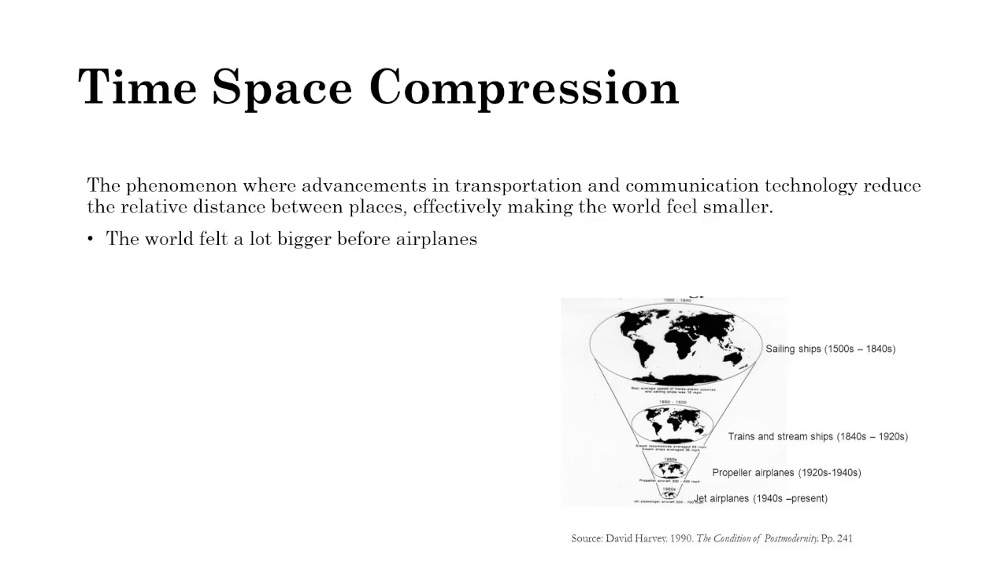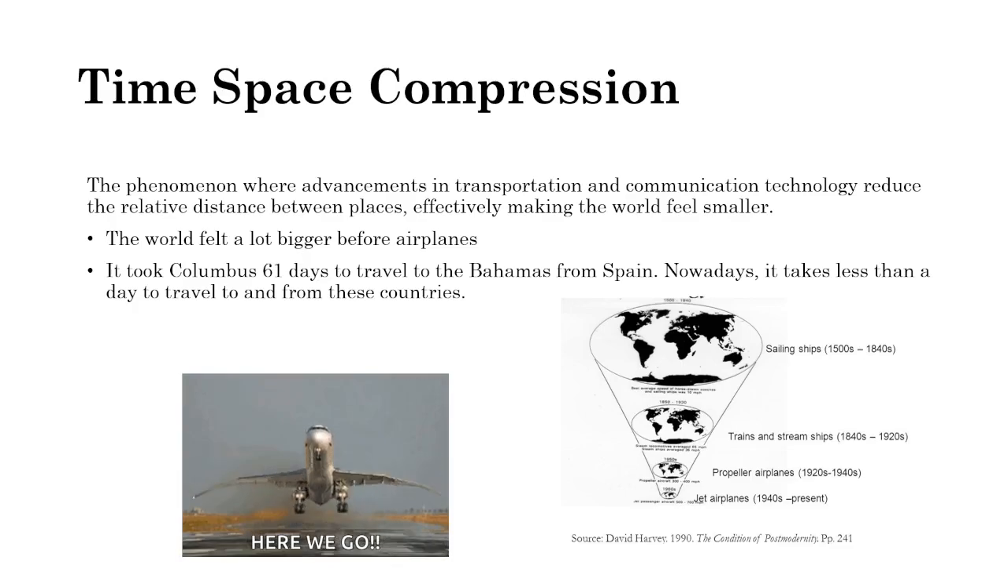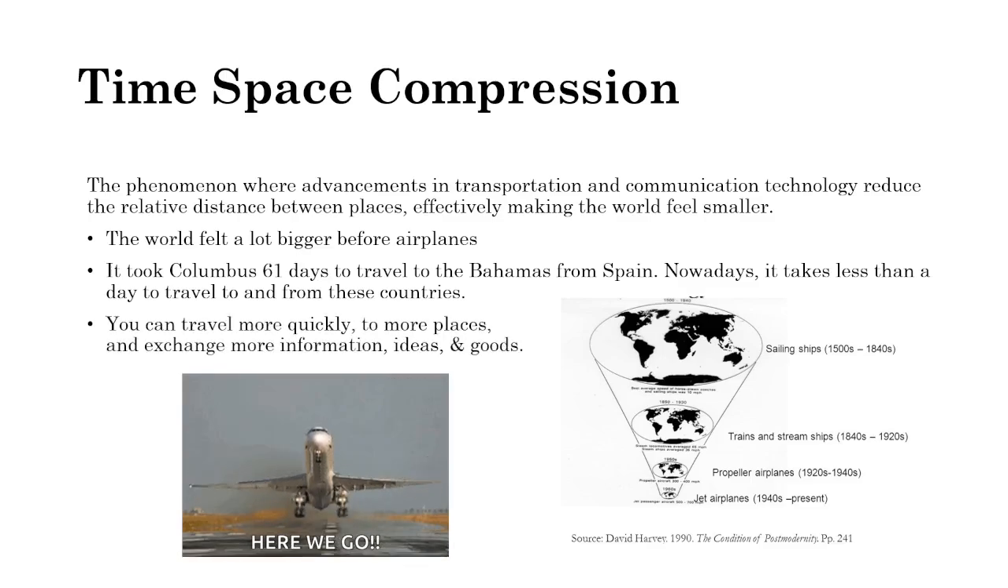So the world felt a lot bigger before airplanes. Airplanes were kind of the big one for this, because this made transcontinental travel, like over the oceans, speed up. I mean, it took Columbus 61 days to travel to the Bahamas from Spain. It can take less than a day now to go to and from these countries. You can travel more quickly. You can travel to more places.